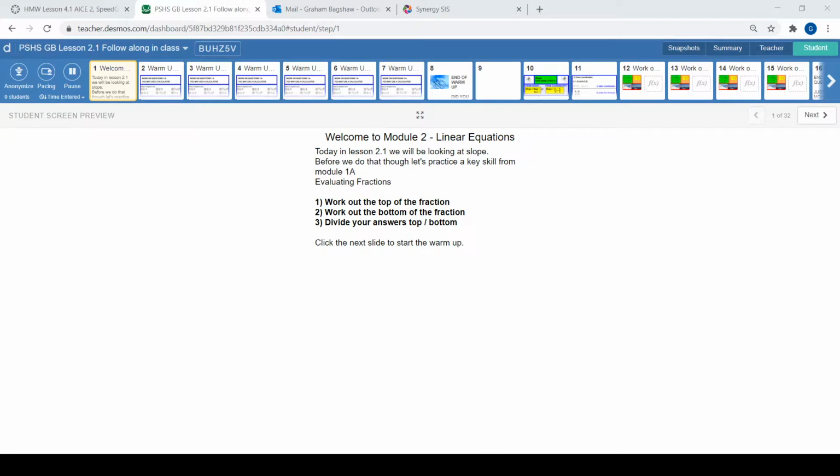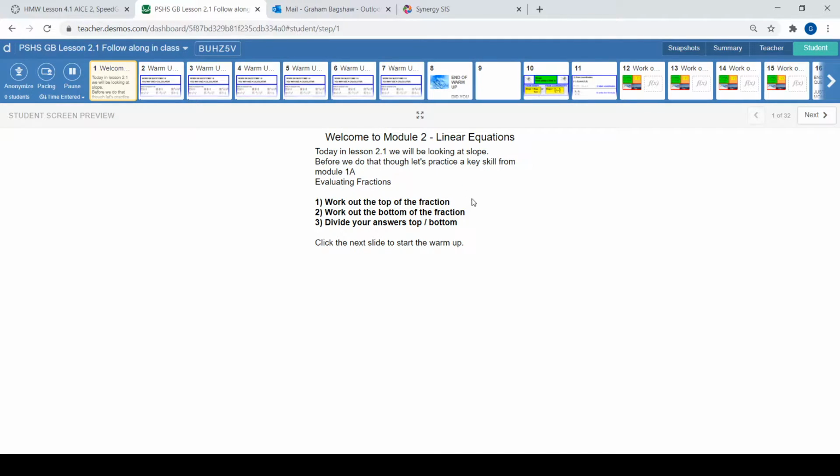Okay, today's lesson is going to take a look at linear equations specifically, but in general we're going to be looking at slope today. So this is lesson 2.1 and it says we'll be looking at slope. Before we do that, let's practice a key skill for module 1A, which is evaluating fractions.